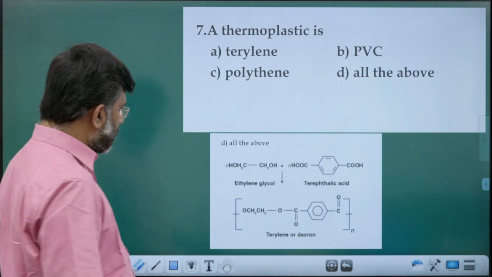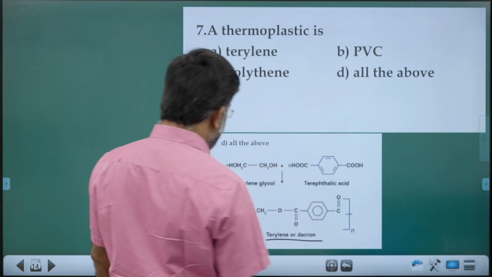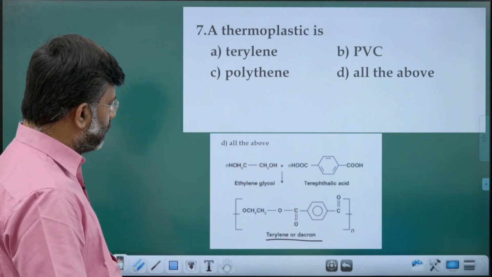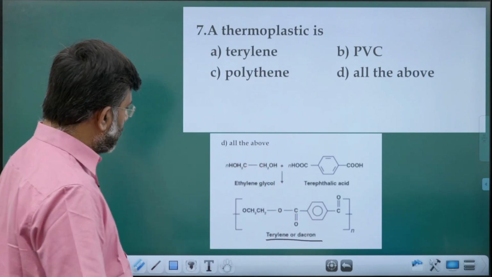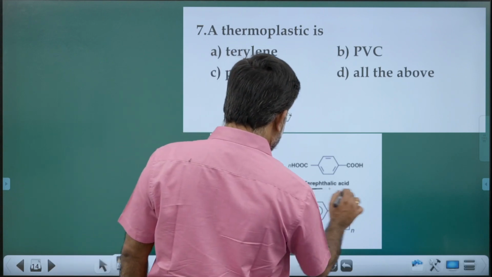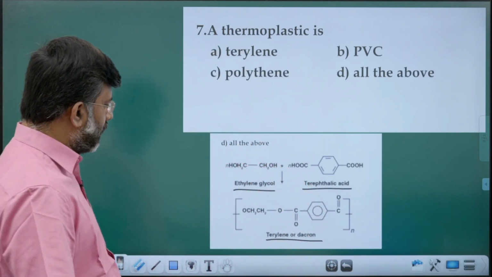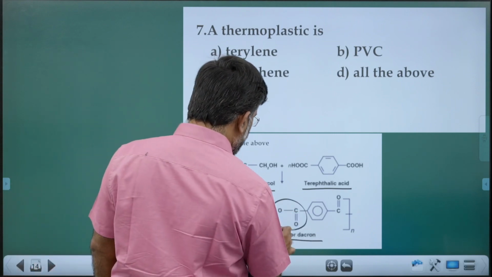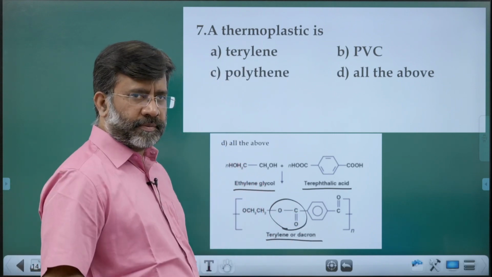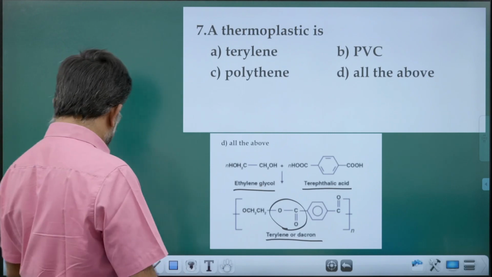And this is terylene, so-called dacron. If referred in the NCERT, it is obtained from ethylene glycol with terephthalic acid, and it is basically a polyester. Next question.